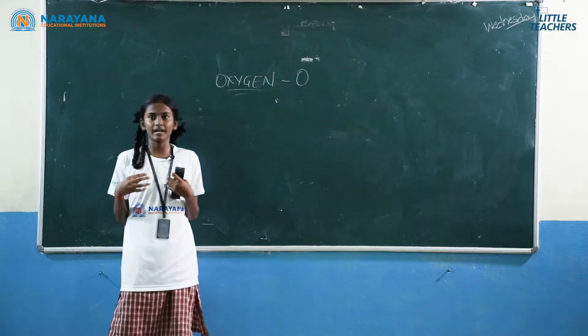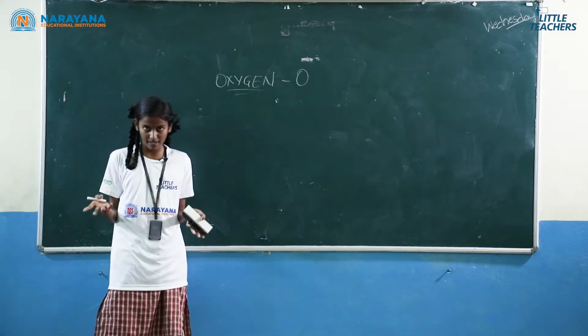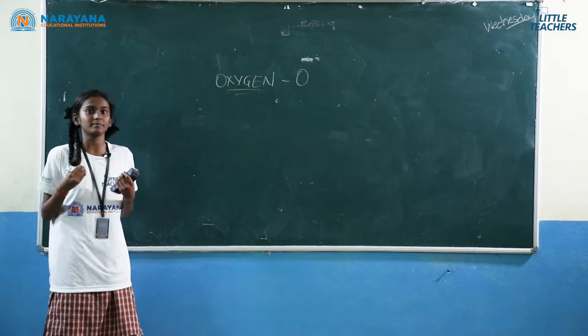We breathe because plants produce oxygen, and that oxygen we breathe, and we release some carbon dioxide. That carbon dioxide is absorbed by plants and then they give us oxygen and we breathe that.